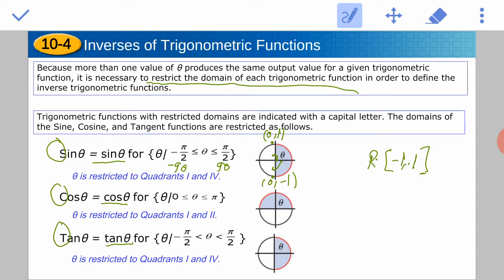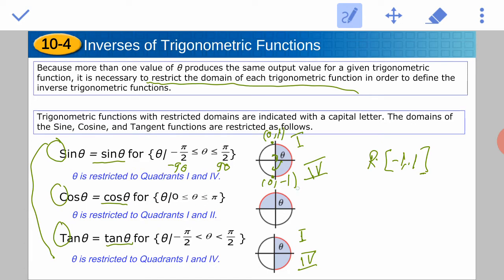So sine theta is defined only in quadrant 1 and in quadrant 4. You need to memorize these, guys. Same like the tan theta. Tan theta is also defined in quadrant 1 and in quadrant 4. And the domain of theta is from negative pi over 2 to less than pi over 2.